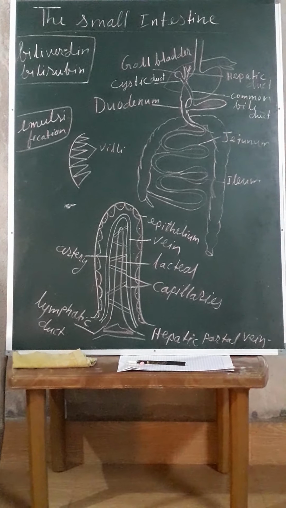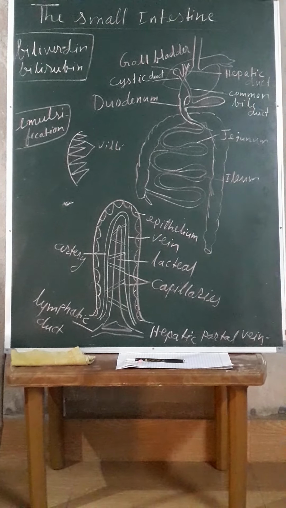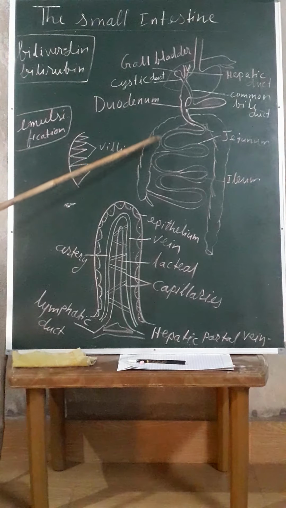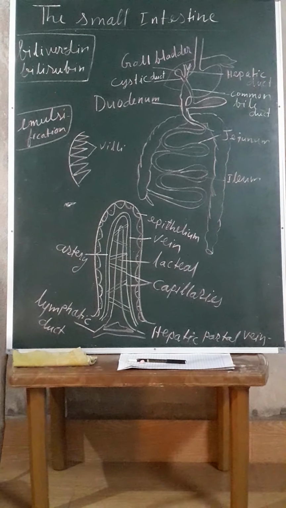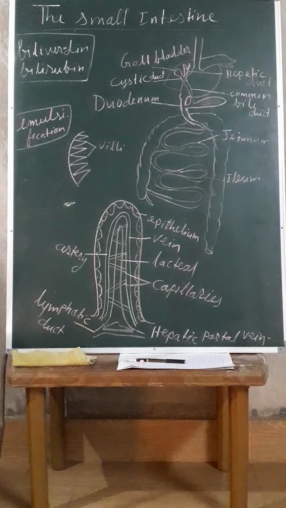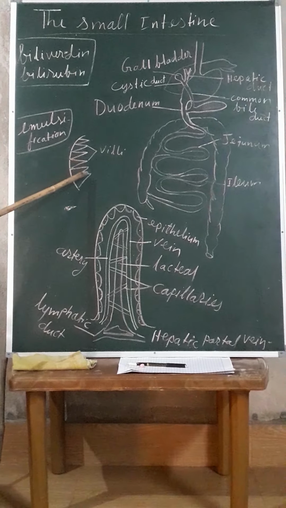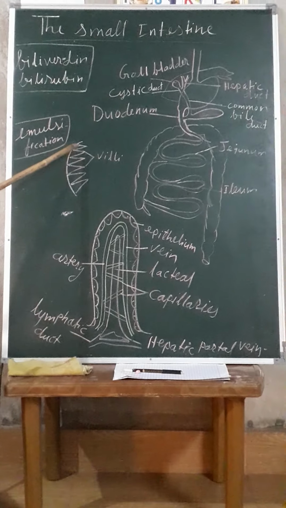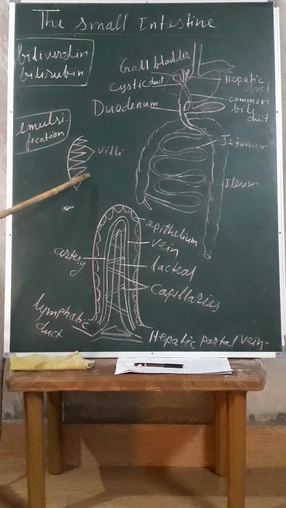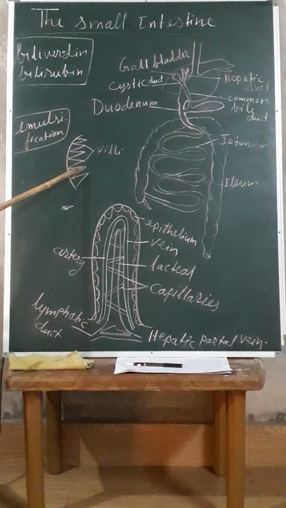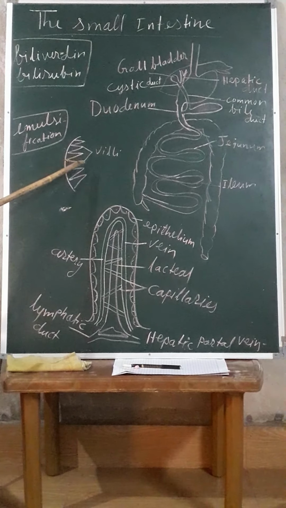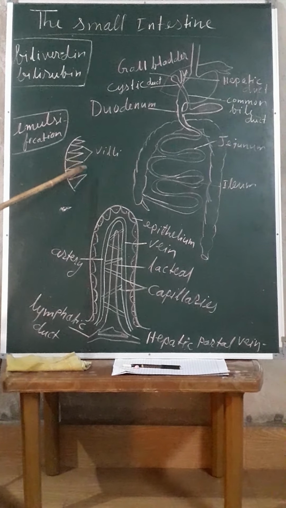So, as I already said, the small intestine serves two functions, that is absorption and digestion. Since there are a number of finger-like projections in the small intestine, they increase the surface area for better absorption and digestion.